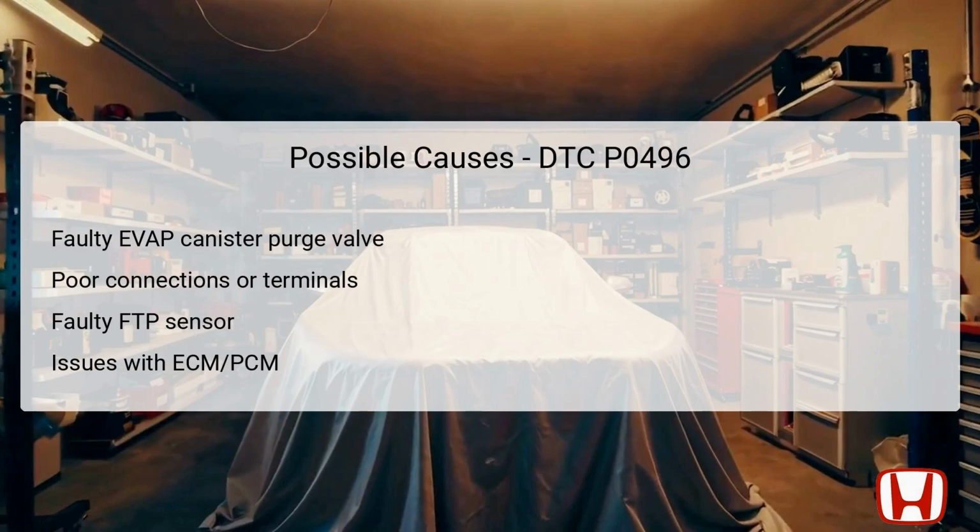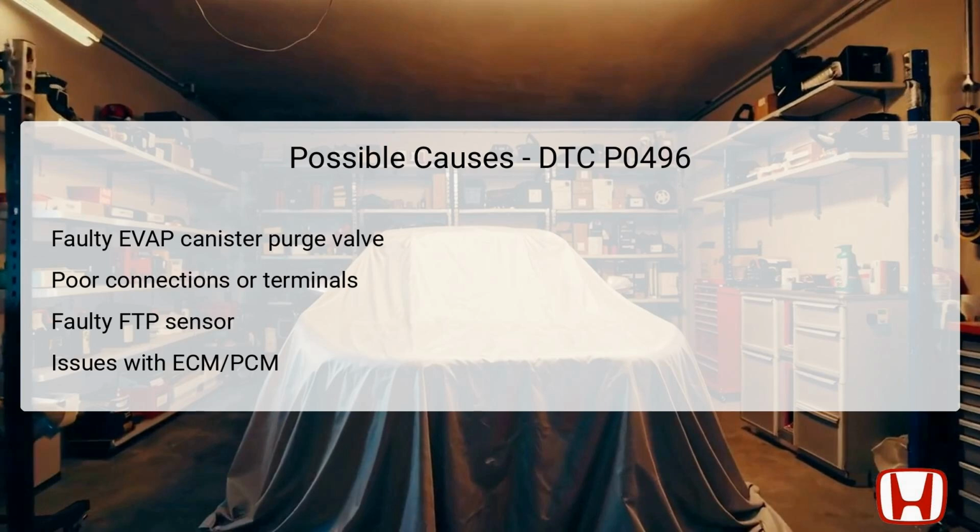Several potential causes could lead to the P0496 error code being triggered. A common issue could be a faulty EVAP canister purge valve, which may not close properly, allowing excess vapor flow. Alternatively, poor connections or loose terminals at the FTP sensor, the EVAP canister purge valve, the EVAP canister vent shut valve, or the ECM/PCM might disrupt the correct functioning of the system, leading to erroneous readings.